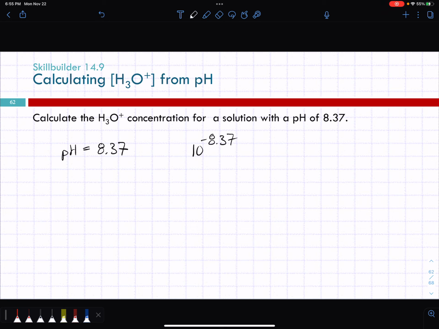I know there's a way to make this give me scientific notation. So it's going to be 4 times 10 to the negative 9 molar H3O plus.